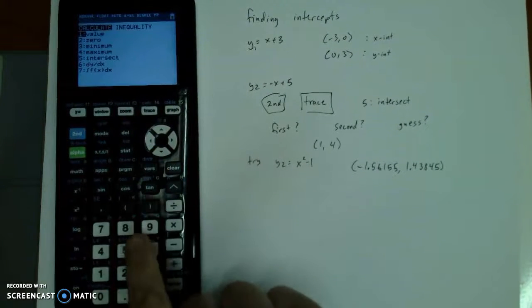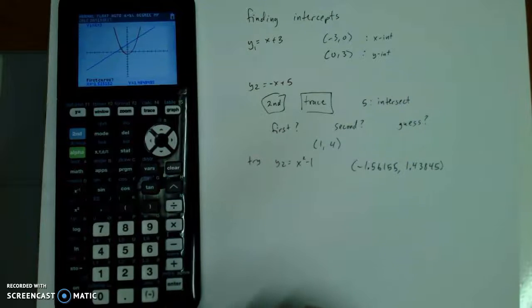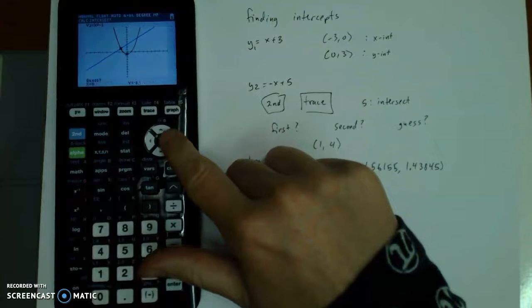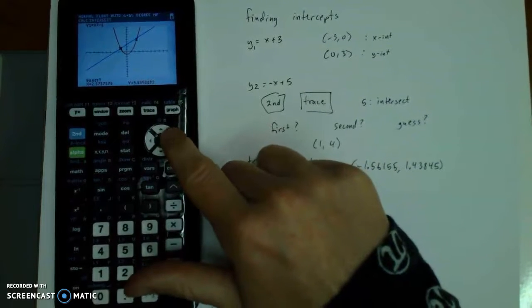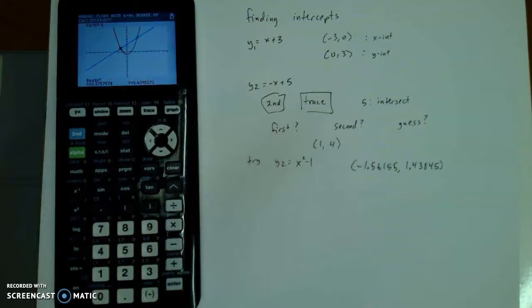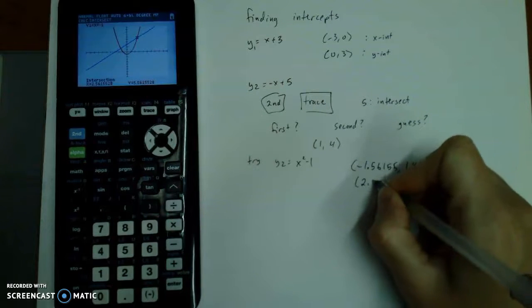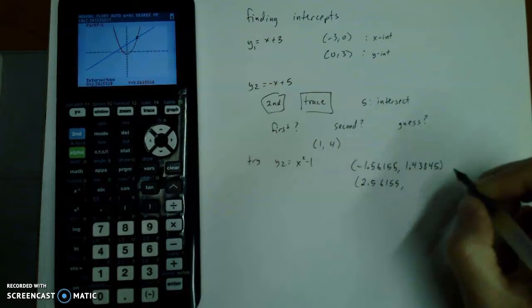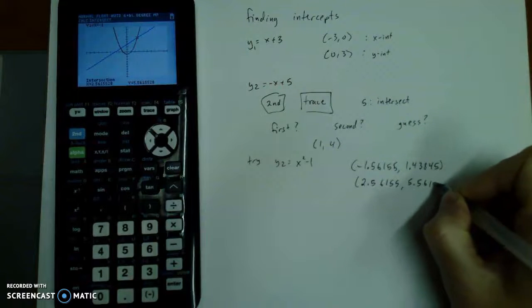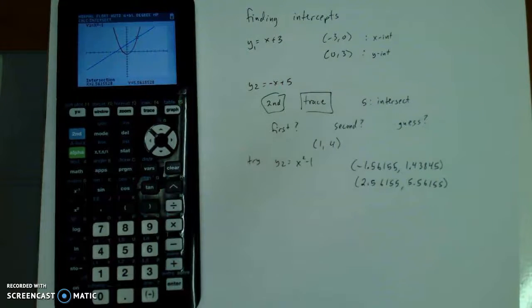So again, to get the second one, I'm going to have to do this a second time. So second trace, let's go to intersect. Again, my first one is y1, my second curve is y2, but now I've got to move my cursor along until I get to approximately that right one, and let's hit enter again. And now I do get that other value of approximately 2.56155, comma 5.56155. So again, if you do have more than one intersection, we are going to have to go ahead and do them one at a time. You cannot just go from one to another with the Texas Instrument calculator.